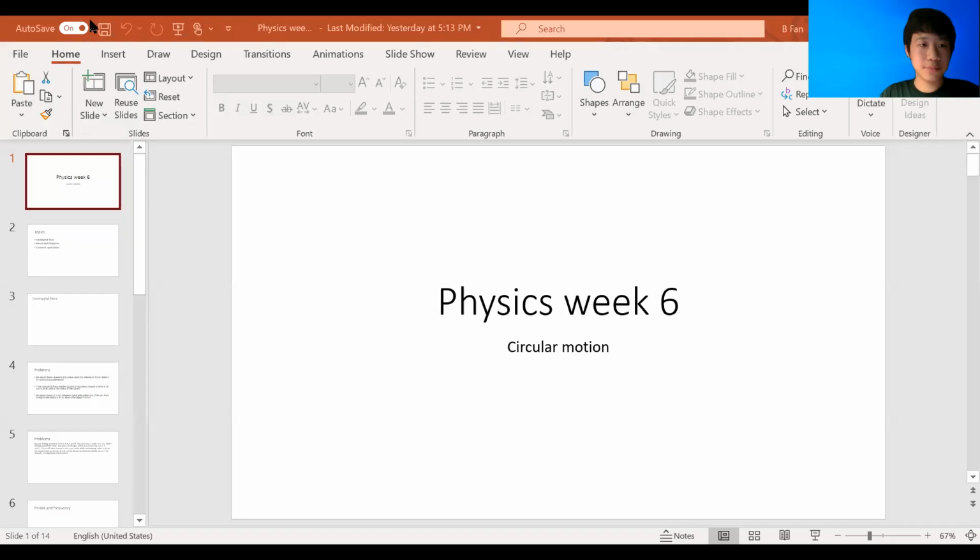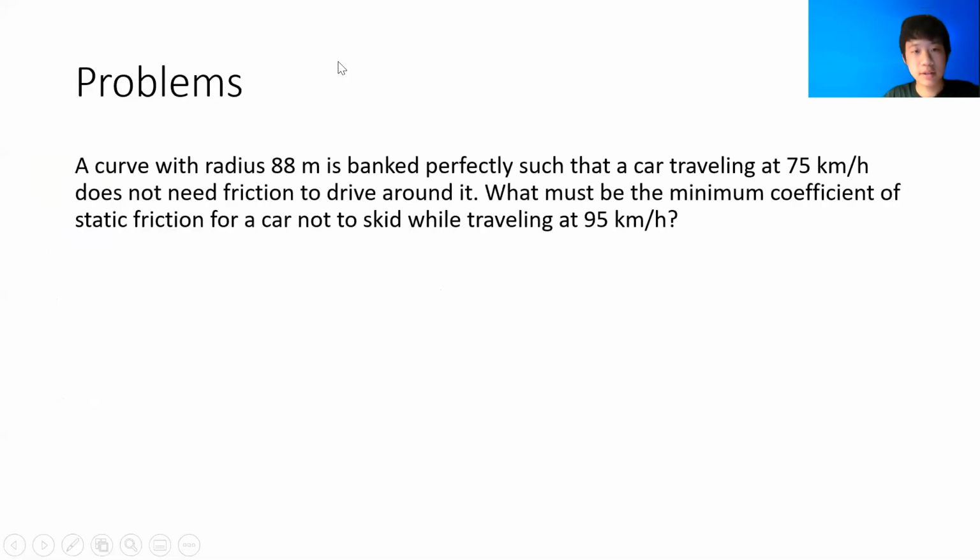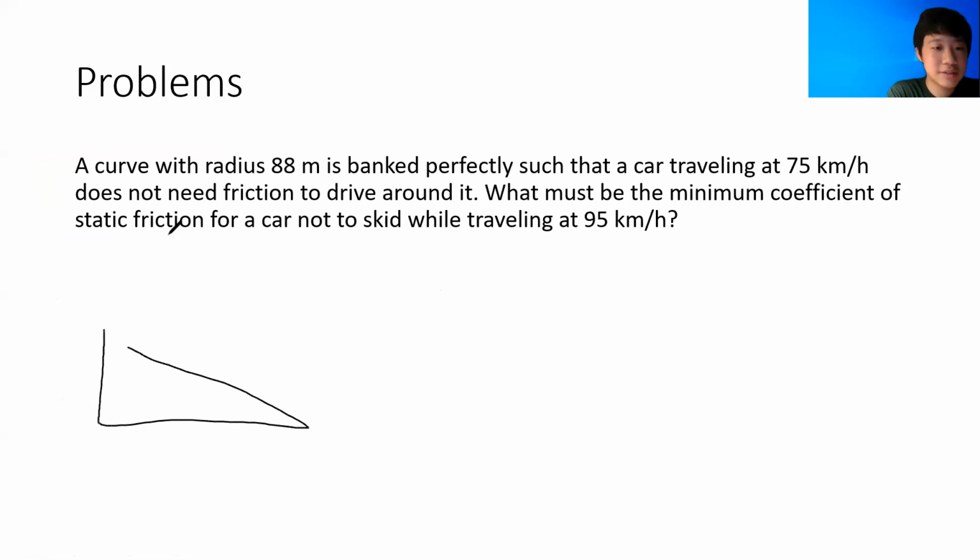So now I'm going to talk through the last two problems here on the slideshow. So let's get started with these. For this one, a curve of radius 88 meters is banked perfectly such that a car traveling at 75 kilometers an hour does not need friction to drive around it. What must be the minimum coefficient of static friction for a car not to skid while traveling at 95 kilometers an hour? Let's first look at this.